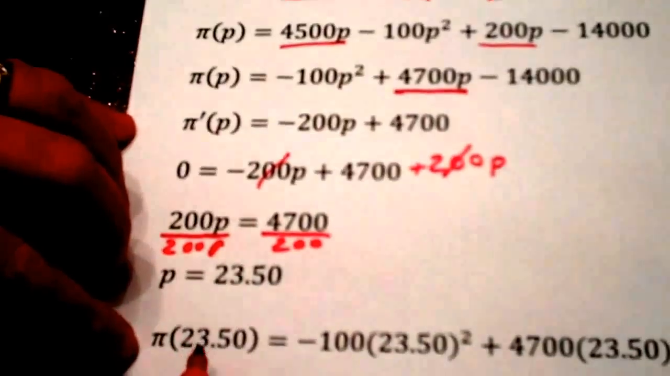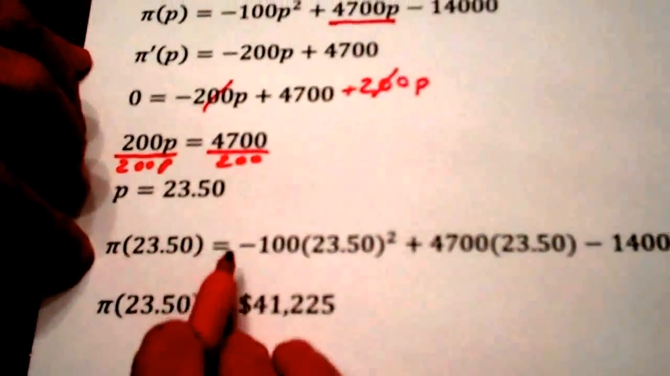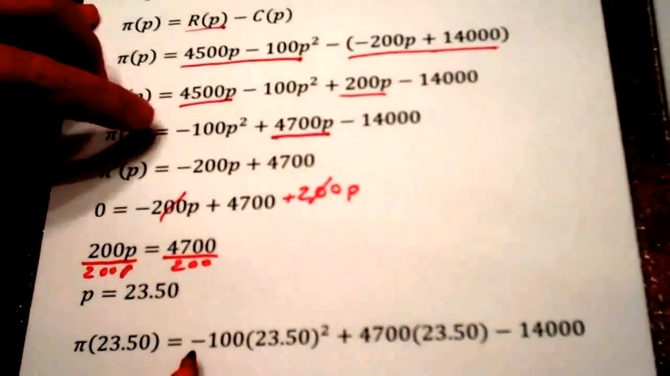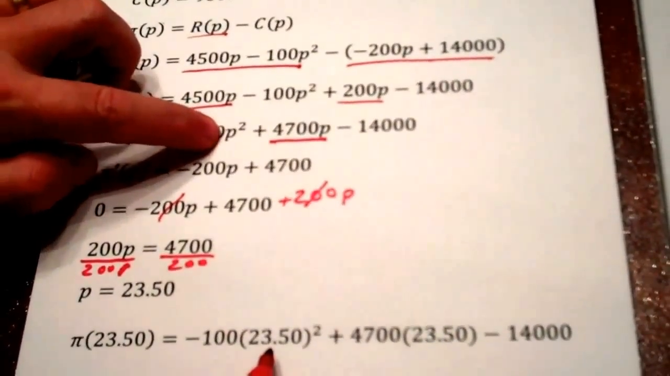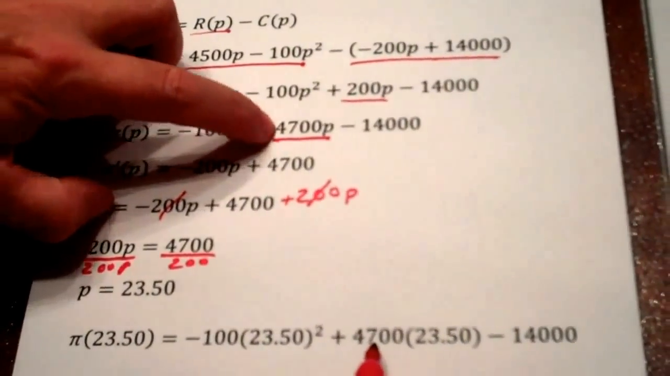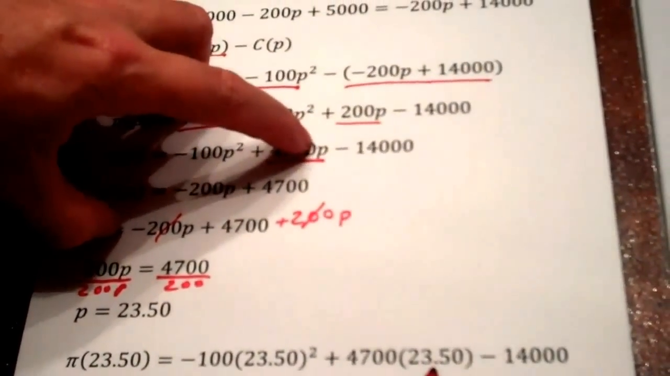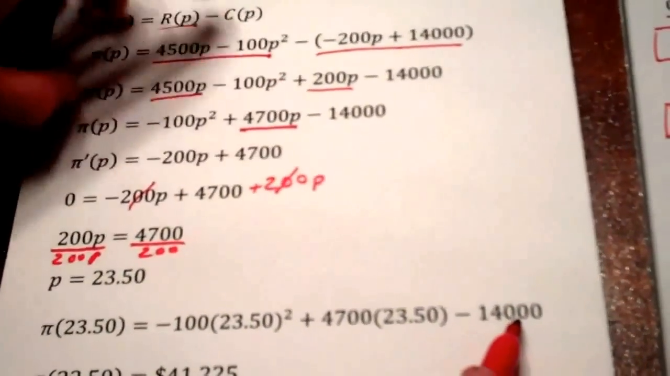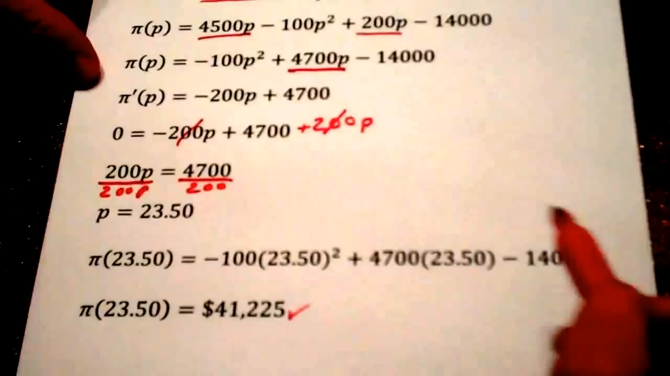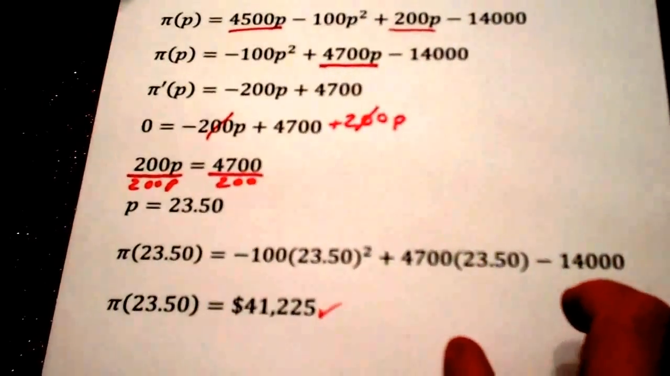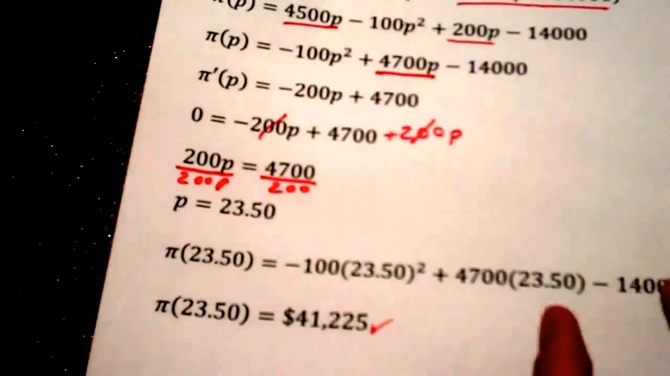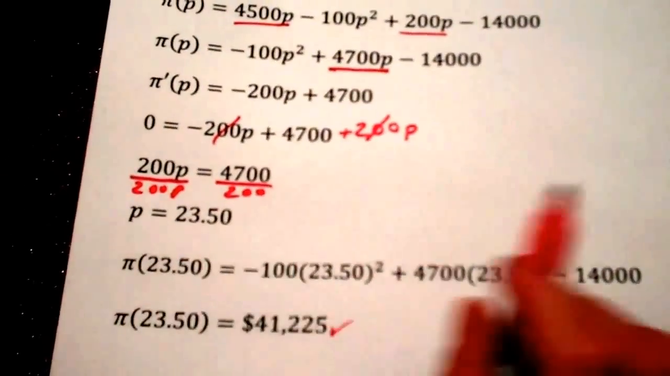So, I'm going to plug my $23.50 into my original profit equation that you'll recall I had back at this step. So I have negative 100 times my price of $23.50 squared, plus 4,700 times my price of $23.50 minus 14,000. You crank that into your calculator and you will find a profit of $41,225.